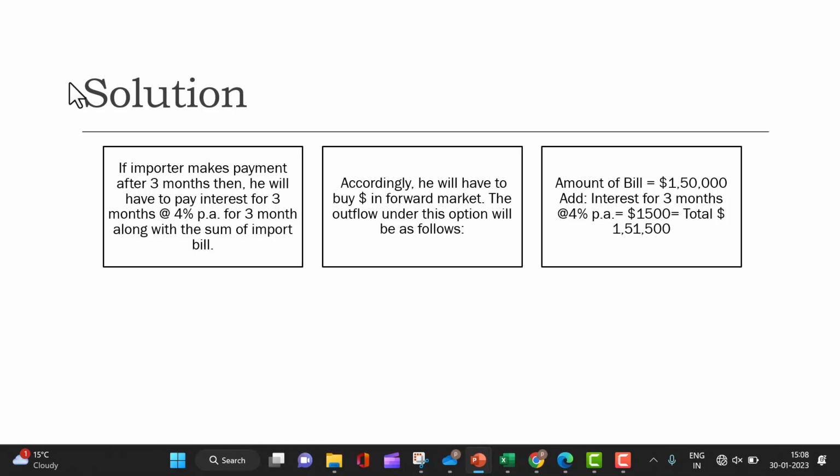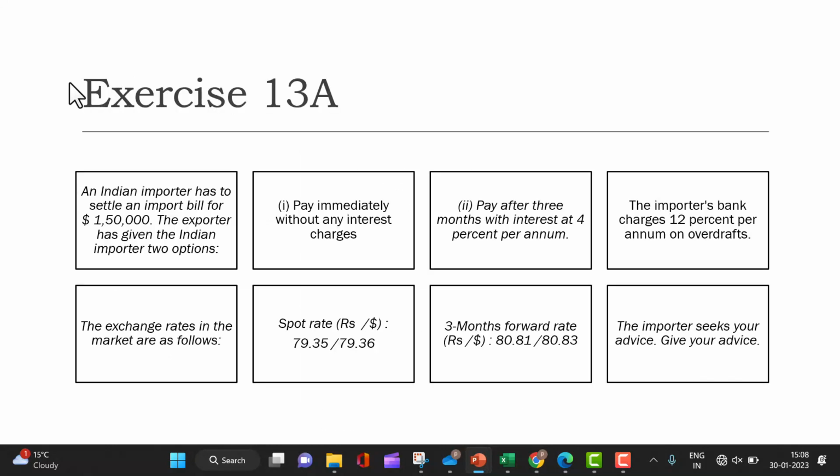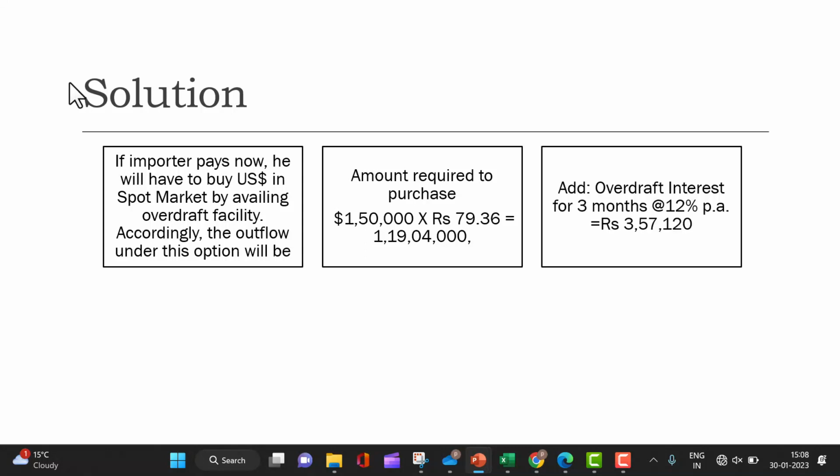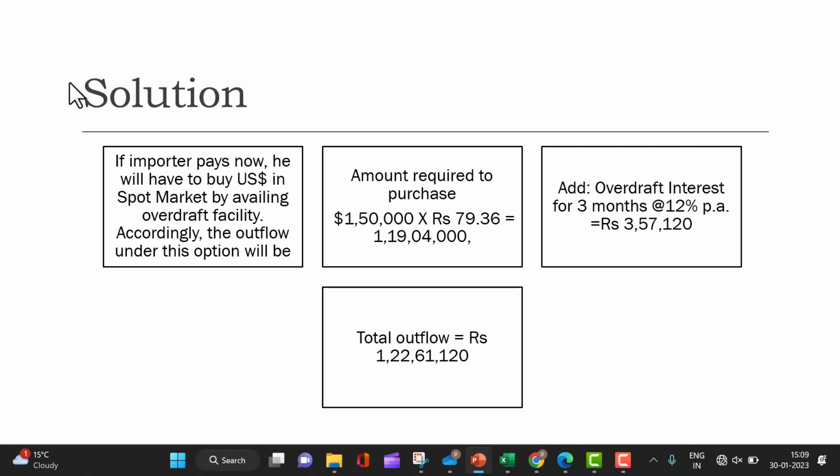So let's go back. Now, pay immediately without any interest. So if he has to pay immediately, add to it 12% interest rate, because you are making the payment upfront. You are going to the bank and taking money, and you are going to pay 3 months' interest to the bank. Okay, so 150 into 79.36, is that okay? Then add 3 months' overdraft interest, 12% per annum on the same amount, 1 crore 19 lakh 4,000. If you calculate 12% on that for 3 months, it will come to 3 lakh. So total outflow will be 122 61 120.